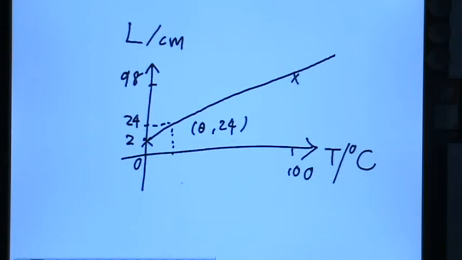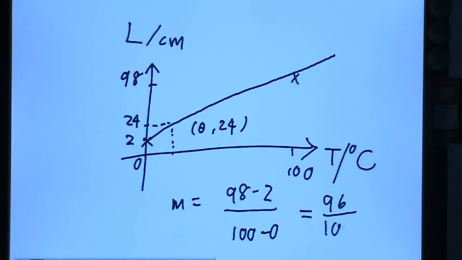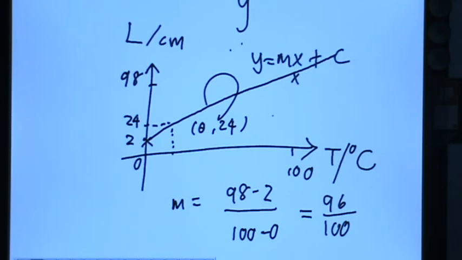Are you able to use your mathematics, additional mathematics? You can try getting the gradient, like 98 minus 2, and then 100 minus 0, so you get 96 over 100, and then y equals mx plus c. So you have y equals mx plus c. Maybe you should try that to get this. Maybe this is suitable for you.